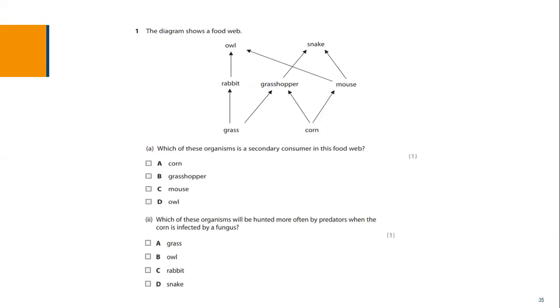If you have a look at these two multiple choice questions, both based on a food chain: which of these organisms is a secondary consumer, and which will be hunted more often by predators? Both of these are AO2 questions. They won't have seen that food chain before. It is applying knowledge to a different situation.